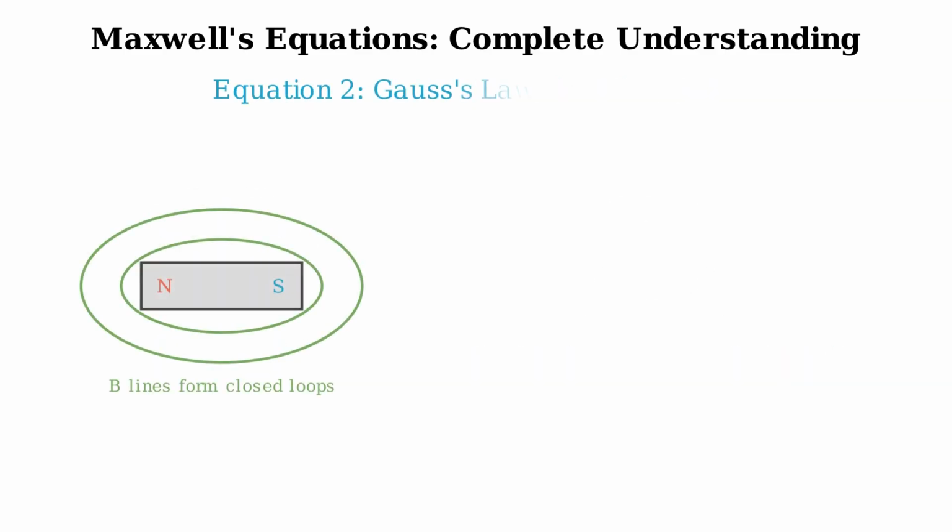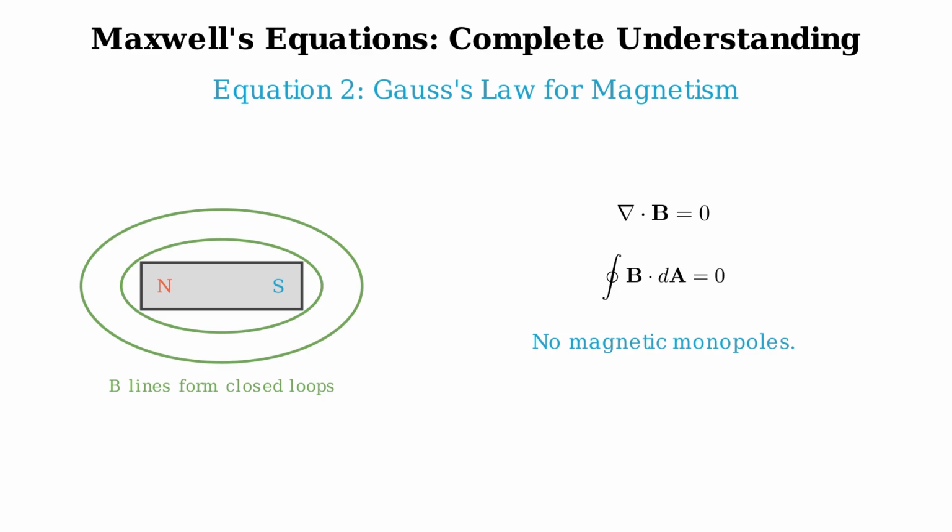The second equation is Gauss's law for magnetism. It says there are no isolated magnetic charges, or magnetic monopoles. In classical Maxwell theory, the divergence of B is 0. In integral form, the net magnetic flux through any closed surface is 0. Magnetic field lines do not start or stop. They form closed loops. If you cut a magnet in half, you do not get an isolated north or south pole. You get two smaller magnets.